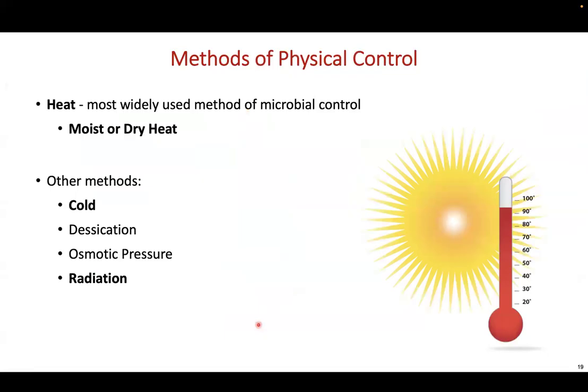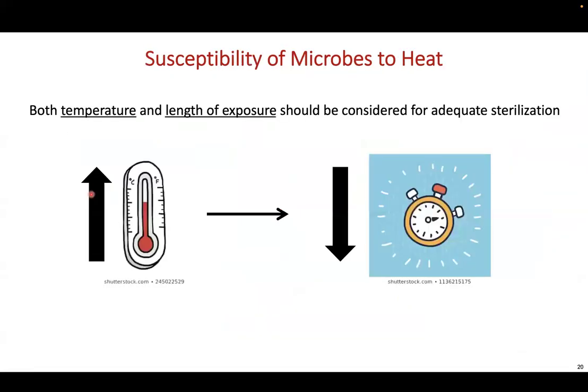So now, let's talk about methods of physical control. Under it, we have heat. Like I said, we have two methods: moist heat and dry heat. And there are also other methods, which are cold, desiccation, osmotic pressure, and radiation.